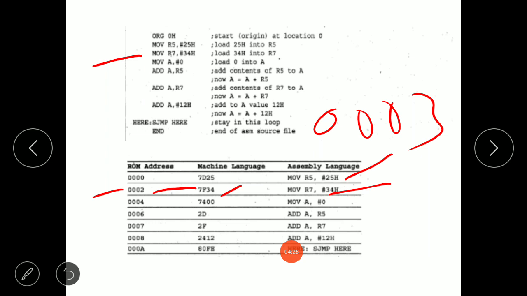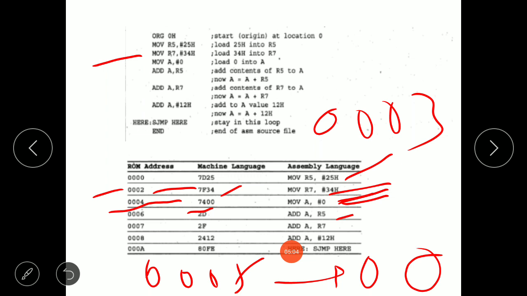Similarly, MOV A, #0. So what does this instruction mean? As I have told you, if you are going to store any hexadecimal number from 0 to F in any register, you can simply write that number with a hash sign. The rest of the bits will be assumed 0. So this instruction is also going to occupy 2 bytes. 1 byte for the opcode, that is 74, the opcode of this instruction. It will get stored in 0004, and 0005 will store the operand, that is 00.